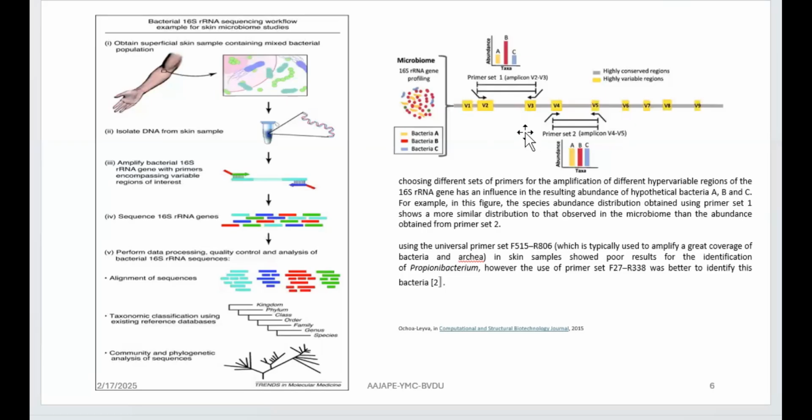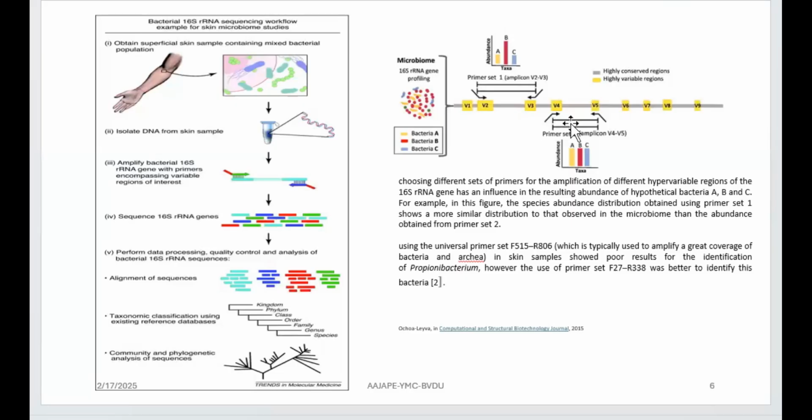For example, in this figure, the species abundance distribution is obtained. Now, if you are choosing the V1 to V3 region, that sequence is amplified, sequenced, and sequence match is done. How many species are you going to see here? A, B, and C. The species abundance using primer set 1 is going to show you some pattern like this.